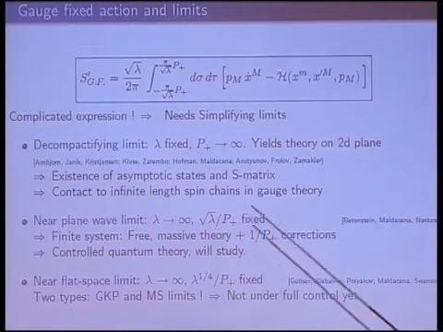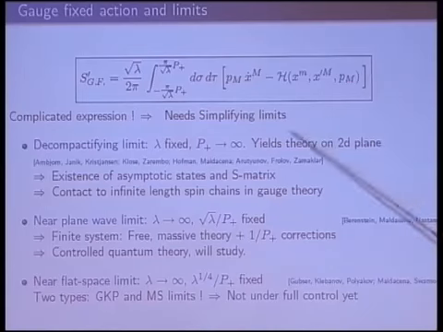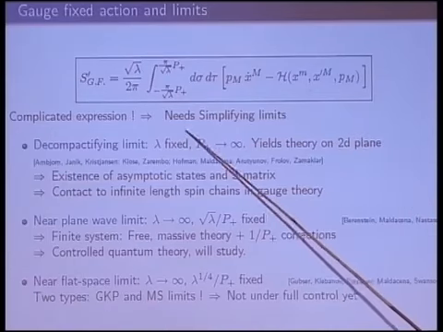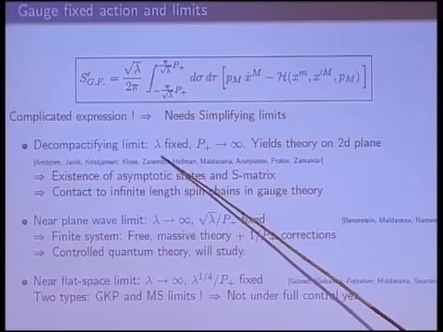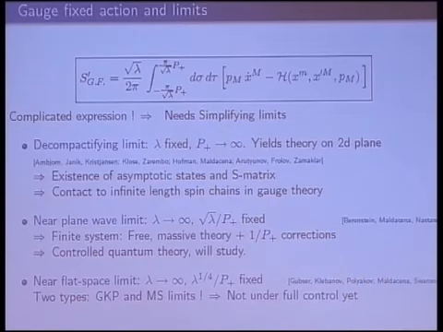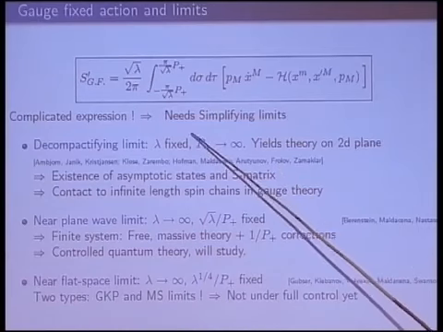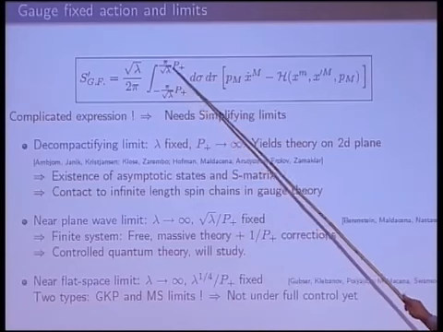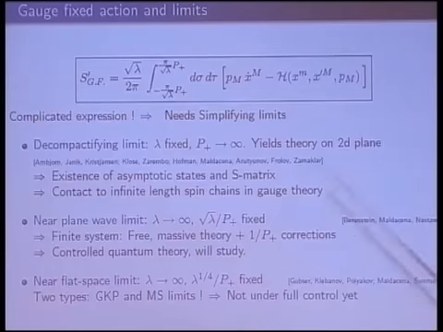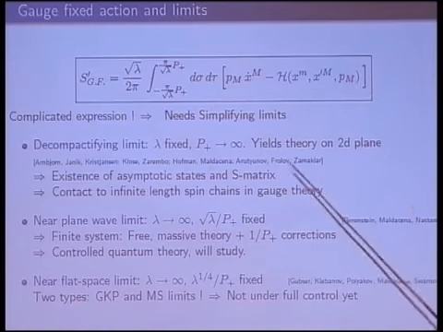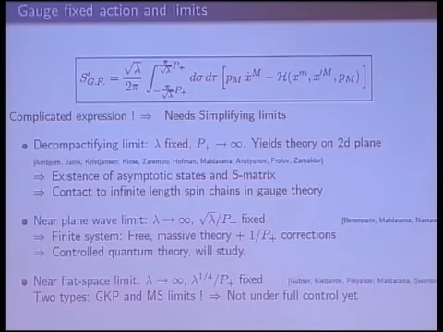One limit still maintains the full interaction structure. So you take p plus to infinity, keep lambda fixed. So this is, if you wish, a limit where you decompactify the string world sheet. So the theory now lives on a two-dimensional plane, and this is exactly the reason where you can cleanly speak of asymptotic states and S matrix, and you can make contact to the infinite length limit of a spin chain in gauge theory.